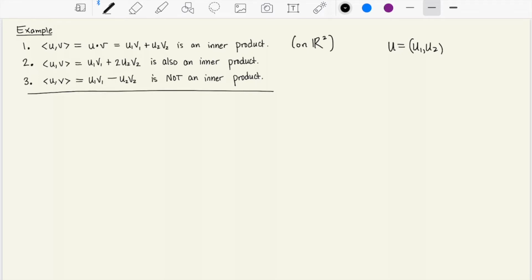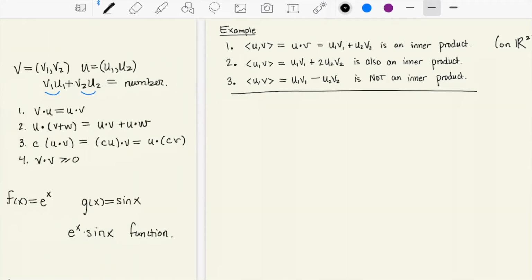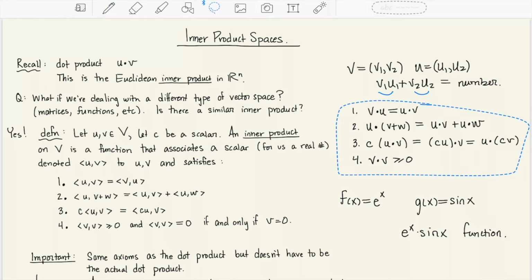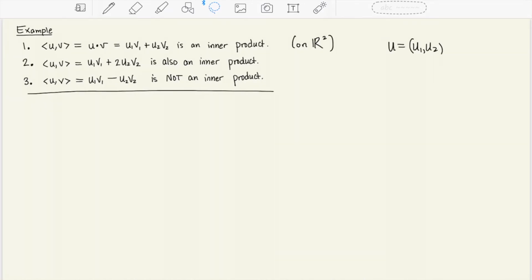So the first inner product is just the dot product. Now, we already know that this is an inner product. It satisfies the 4 axioms that we need. This is what we saw on the previous page when we reminded ourselves of 1, 2, 3, and 4 for the usual dot product. These are things that we saw in the very first lectures of this class. So that's definitely an inner product.